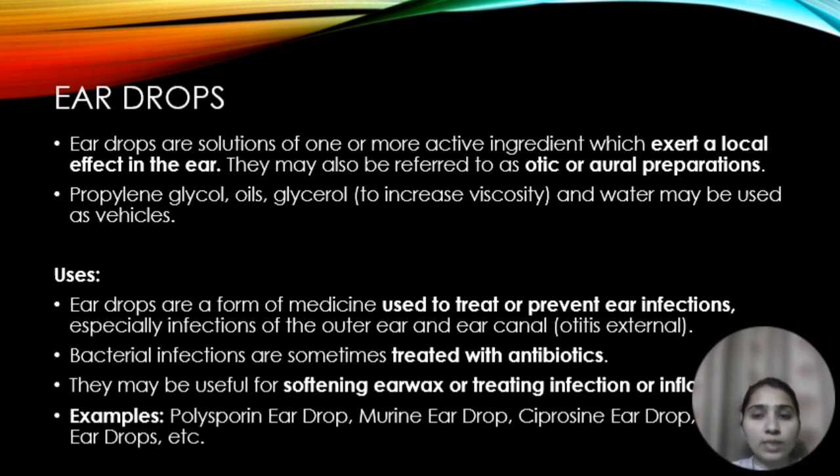In that, propylene glycol, oil, and glycerol are used to increase the viscosity, and water may be used as a vehicle. What is the main use of ear drops? To prevent ear infection, as well as infection in the outer or inner ear. Second, bacterial infections are sometimes treated with antibiotics, and ear drops may also be useful for softening ear wax and treating infection or inflammation. What are the examples of ear drops? Murine ear drops, ciprosin ear drops, and polysporin ear drops. These are the examples of ear drops.